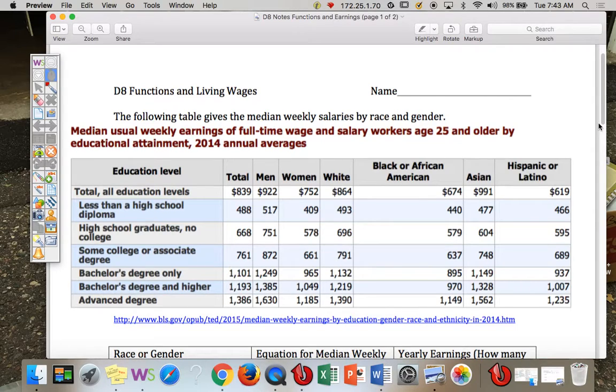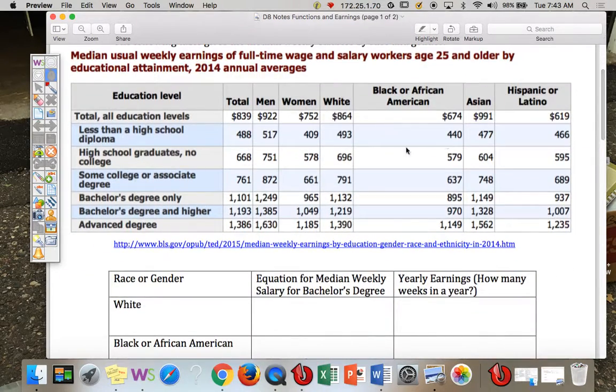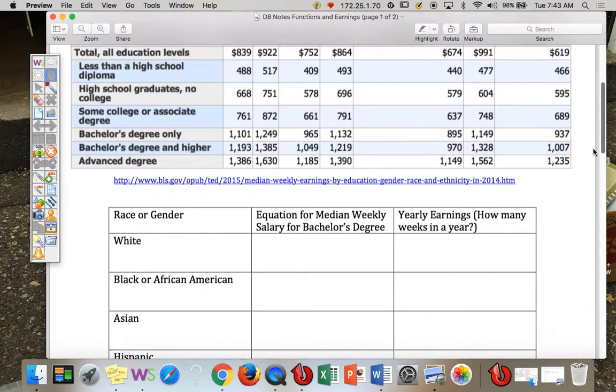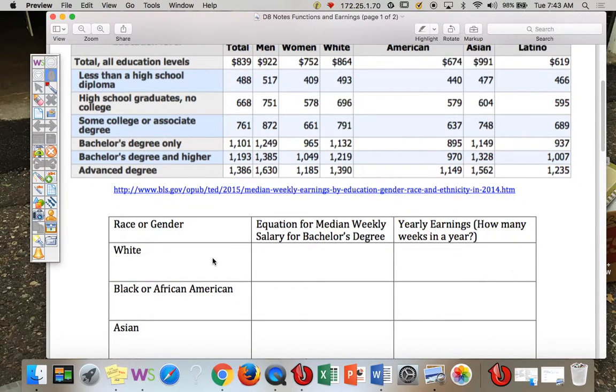Median usual weekly earnings of full-time wage and salary workers age 25 and older by educational attainment, 2014 annual averages. So you can see the different education levels, and it's separated by men, women, and different races as well. Let's use that to write some functions, equations or functions. Let's take a look at what if someone is white? What is the median weekly salary if they get a bachelor's degree, a 4-year degree? A bachelor's degree only, and they're white, it's 1,132.